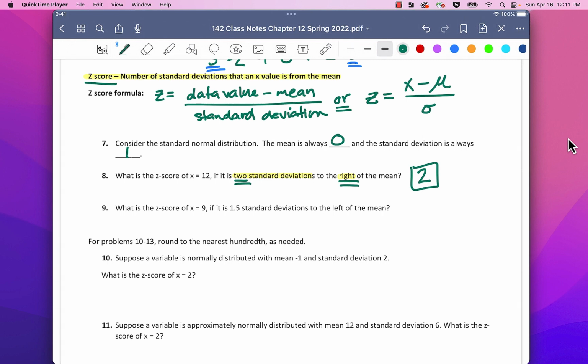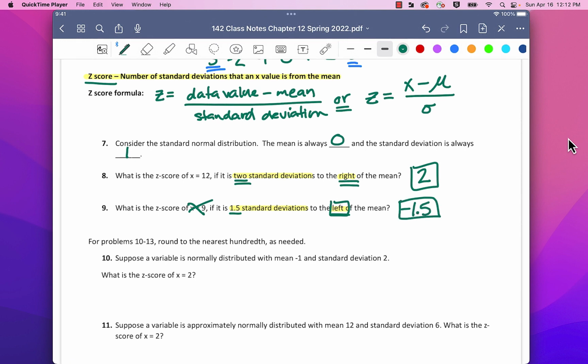Number 9 asks, what is the z-score of x equals 9 if it is 1.5 standard deviations to the left of the mean? So same idea here. This part doesn't even matter to us. We don't need to know about the value of the actual data value. We just need to know that it's whatever it is. If we were to draw this curve, x equals 9 would be 1.5 standard deviations to the left. So it's important now to realize we're moving to the left. So our z-score is going to be negative 1.5.